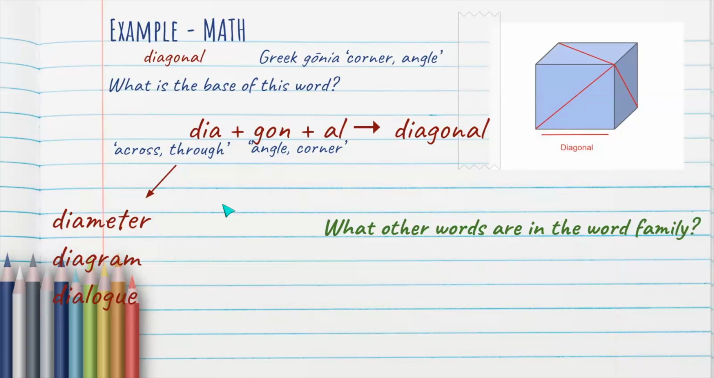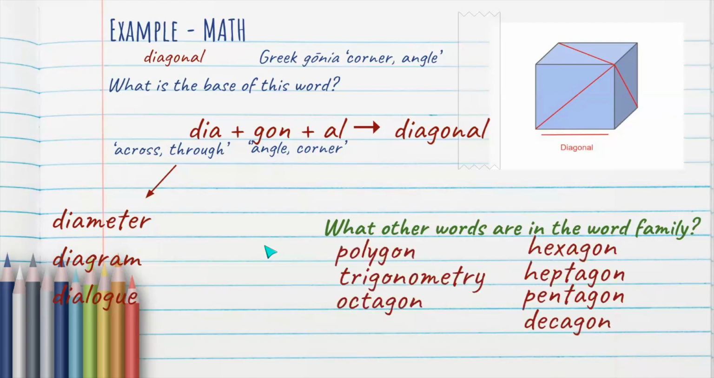Polygon. Poly meaning many, gon meaning angles or corners. Here are some other ones. Trigonometry. Octagon, hexagon, heptagon, pentagon, decagon. There's a pattern here.